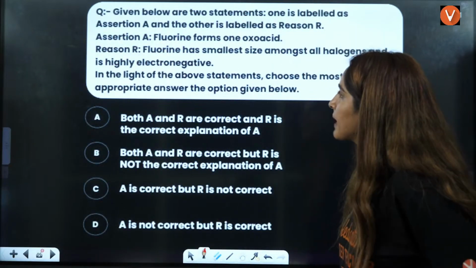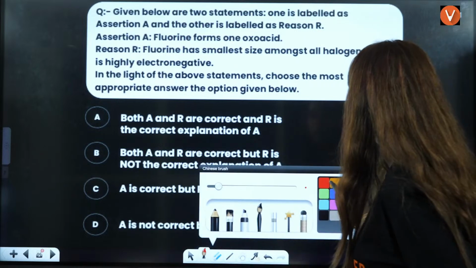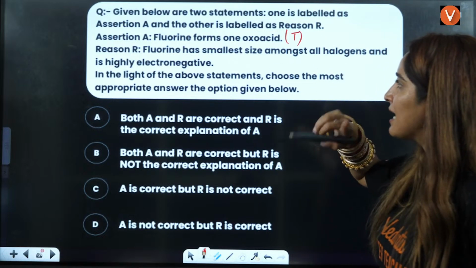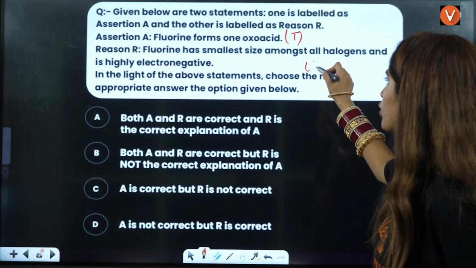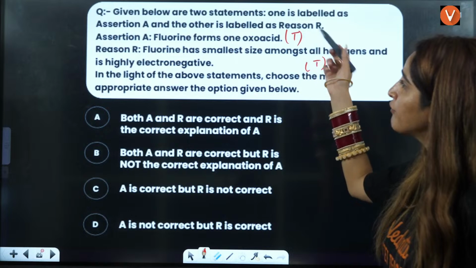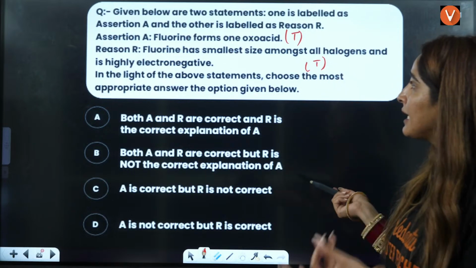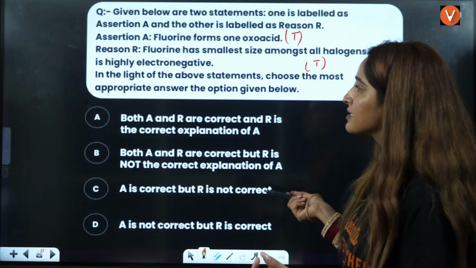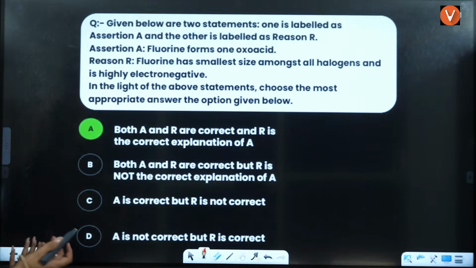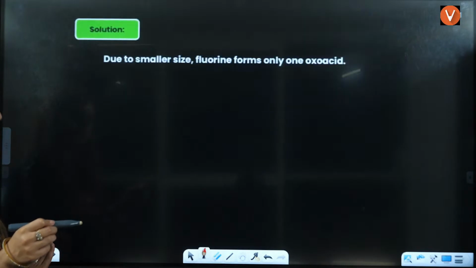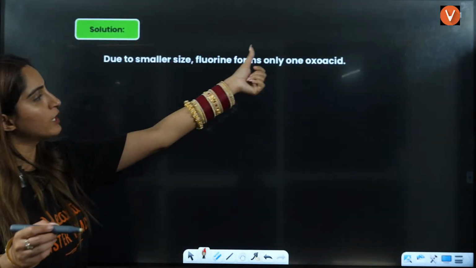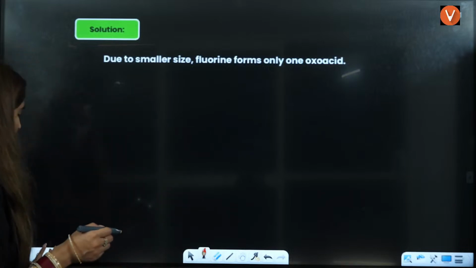If you see this, fluorine forms one oxo acid, that is definitely correct. Fluorine has the smallest size, that is also true. But if you talk about why fluorine forms only one oxo acid, the reason is that it is the smallest size and it is highly electronegative. So many oxo acids are not possible for fluorine. So A is the correct answer, because of the small size, fluorine forms only one oxo acid.